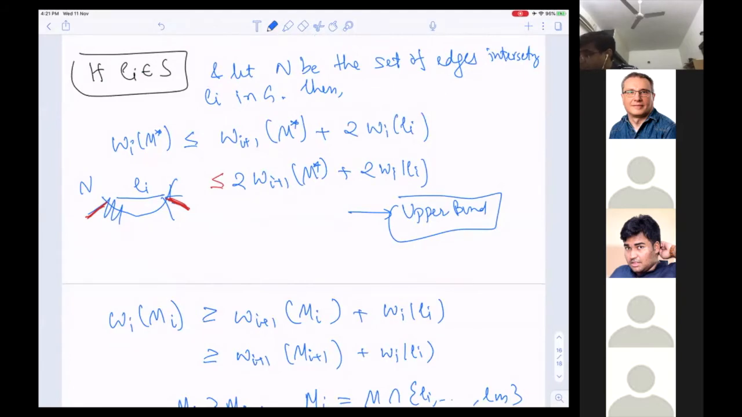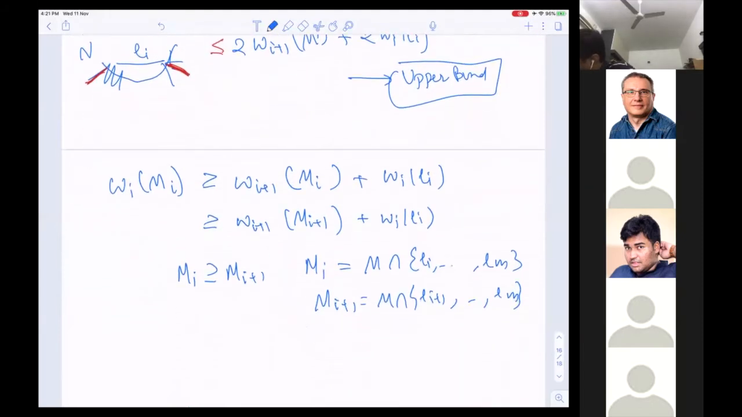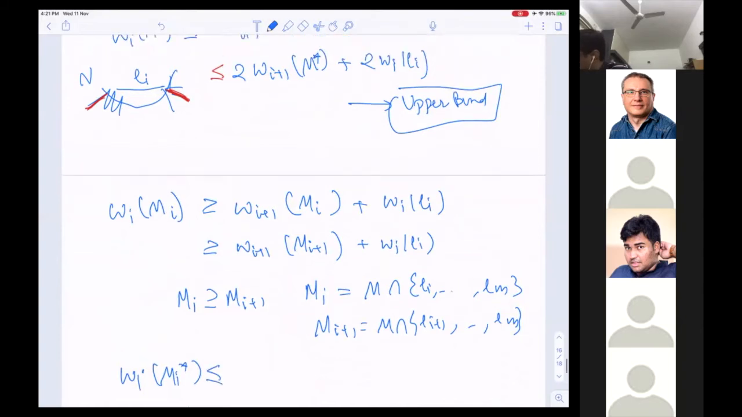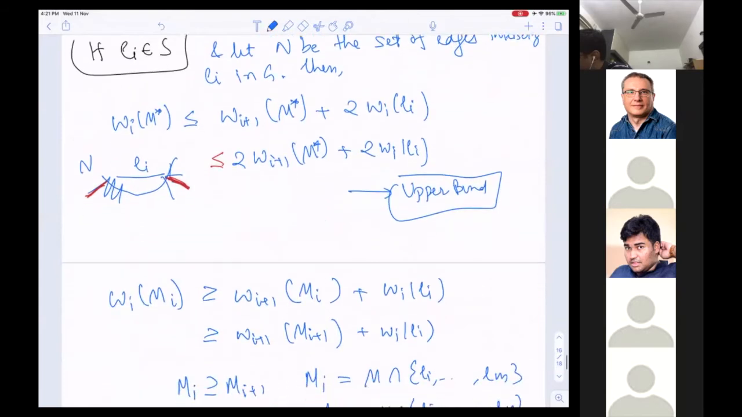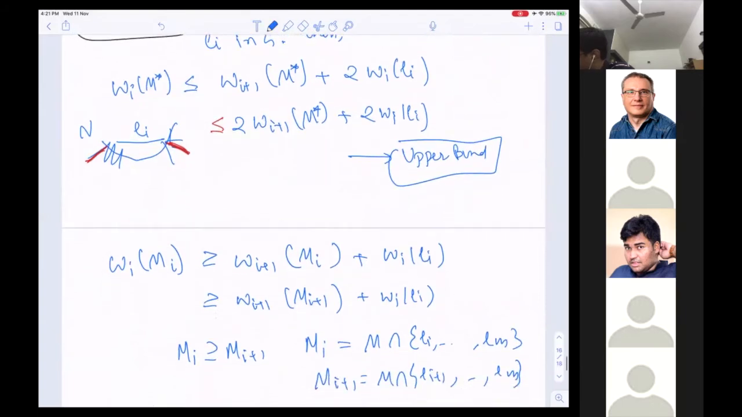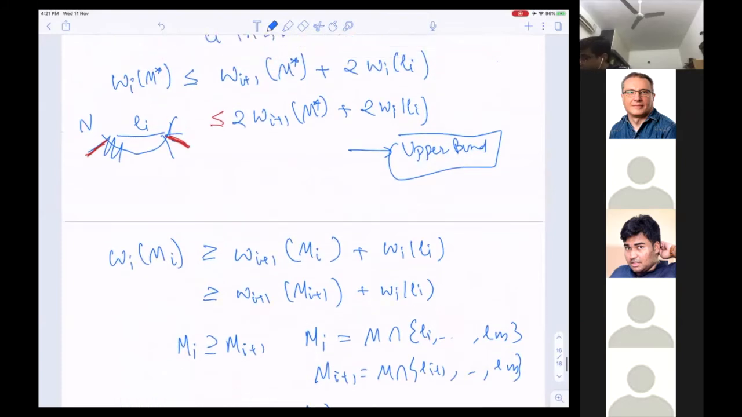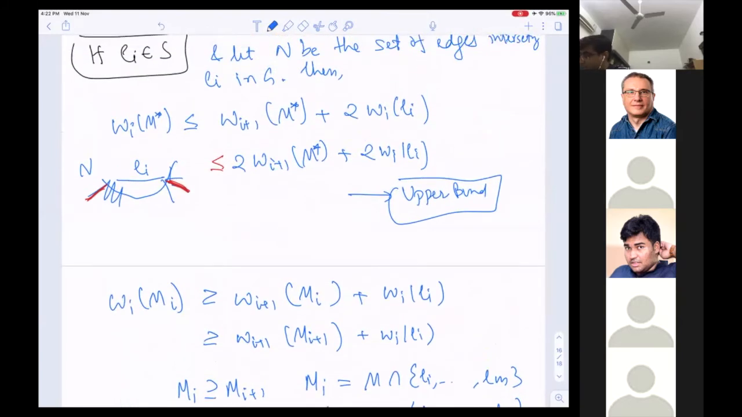Right? Look, weight i of M star is at least this much, right? But we know that weight of Mi is at least this much. So what does this imply? I claim, look at weight of Mi star. Okay, what is weight of Mi star? Right? Is less than equal to 2 times Wi Mi. Right? Because look at this quantity.